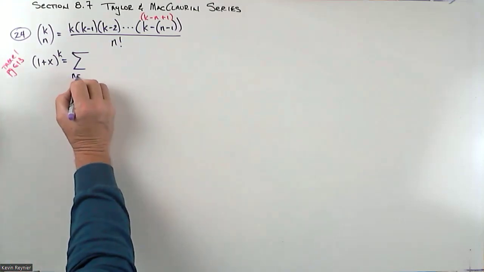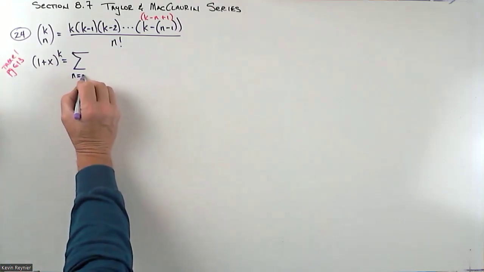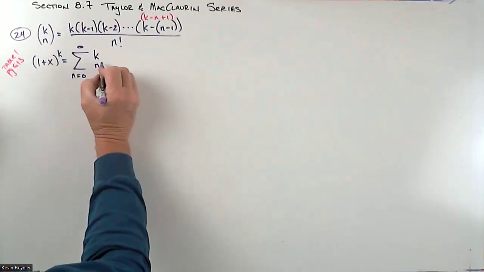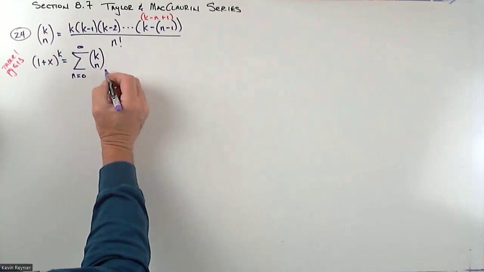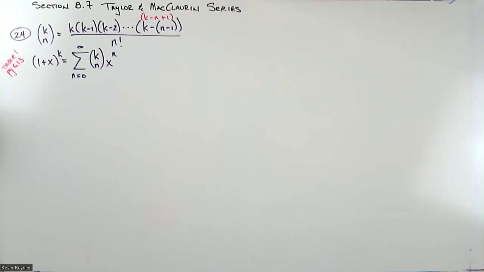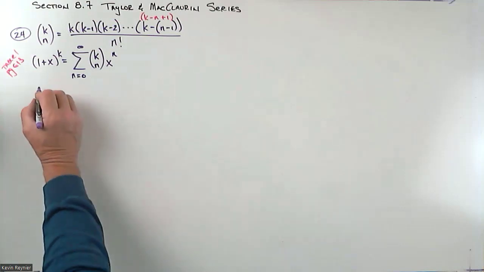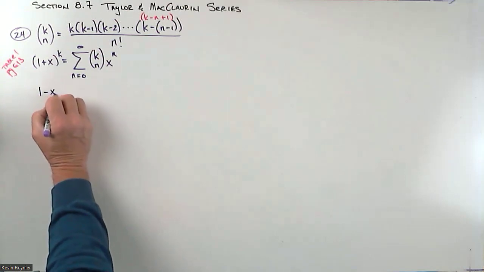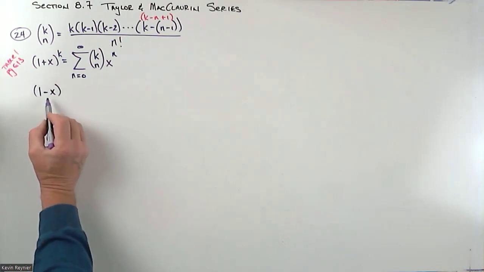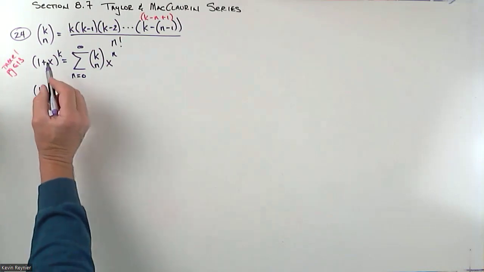So this is the sum from n equals 0 to infinity. We have our combinatoric k choose n, and then we have x to the n. This is the binomial series written as a power series. So they want us to use this. And the problem they ask us to consider is 1 minus x, which is not a problem. We'll just write it as 1 plus minus x.